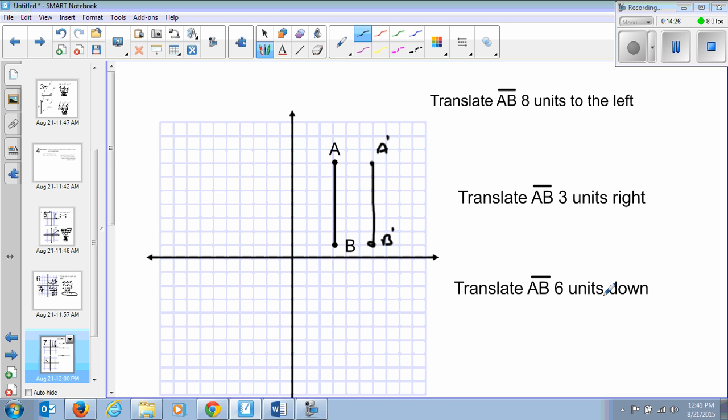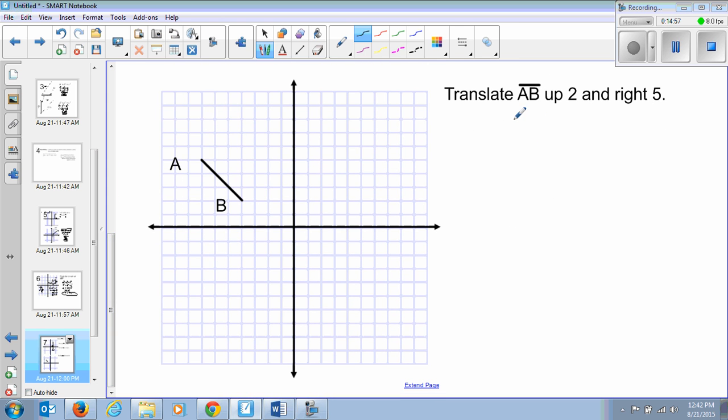We could do the same thing for AB going down. So we come back here. AB going down 6 units. We go, A would be from here to 1, 2, 3, 4, 5, 6. Actually, A is going to be where B is at. So our new A is there. And from B, we go down 6 units. 1, 2, 3, 4, 5, 6. There's where our new B is at. And that's our translation. We translated it down 6 units.